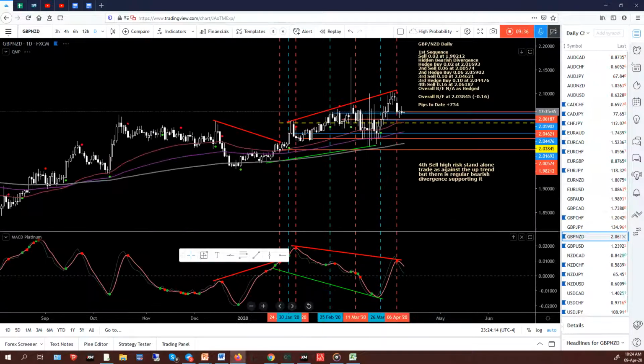Pound New Zealand, this is one that is giving me a bit of grief. A lot of trades here, and I've got an overall break even here. You can read the notes there. Oh, I'm going to have to check this. There must be another trade in there somewhere because I've got conflicting.